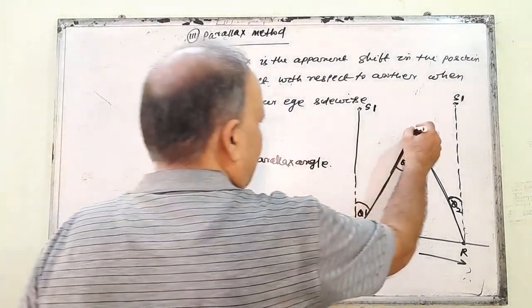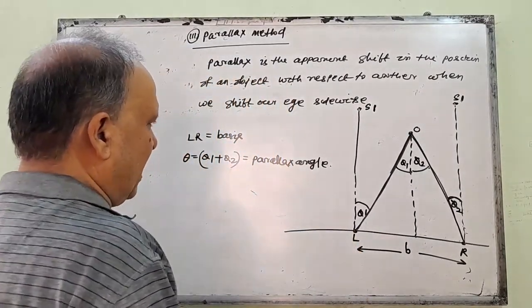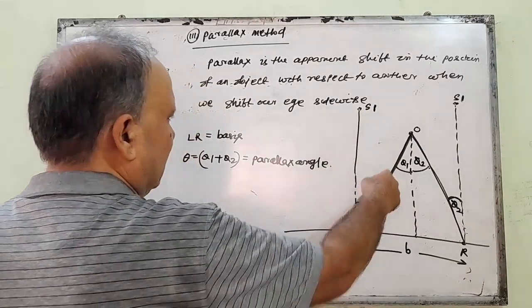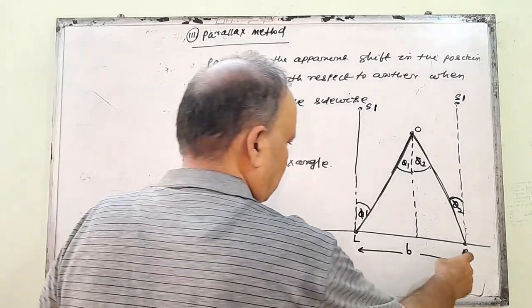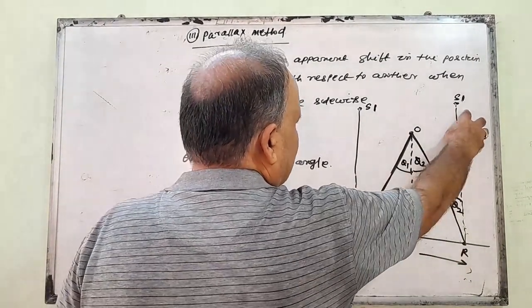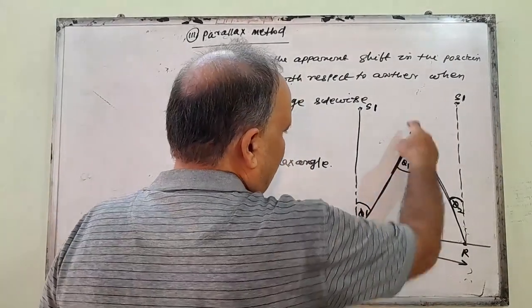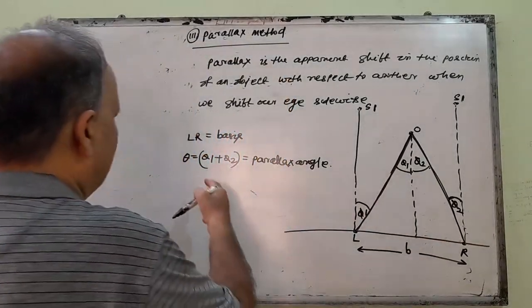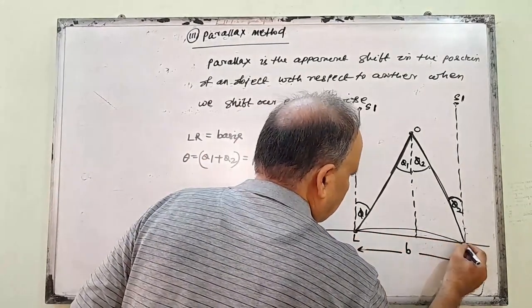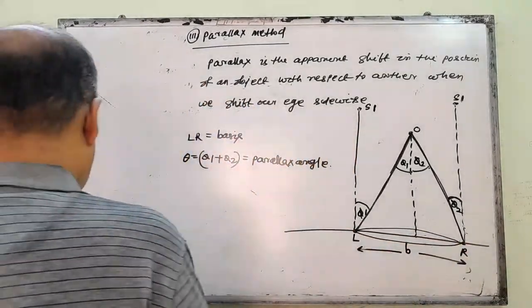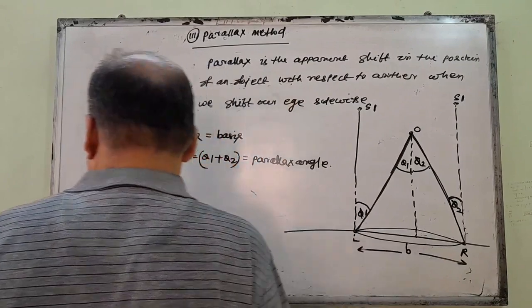That means here it is an object. You see it in your left eye, and with respect to a distant object, that object makes an angle phi 1, and with your right eye, that object makes an angle with the distant star phi 2. So the angle between OL and OR is phi 1 plus phi 2, and this is your what? Parallax angle. And you see, LR is the basis, the distance between two relative positions of left and right eye.